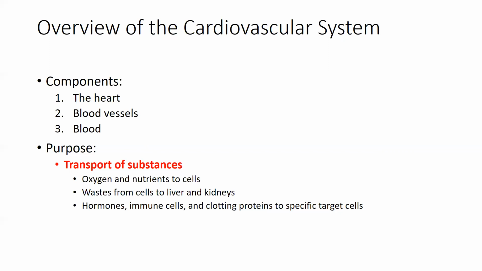Transport. Transport of oxygen and nutrients to the tissues, right? So your vital organs, your kidney, your bladder, your liver need to be fed with nutrients and oxygen, and the heart is going to pump that blood. The vessels are going to carry that blood, and the blood is carrying the oxygen in it, right? It's also going to remove waste products.